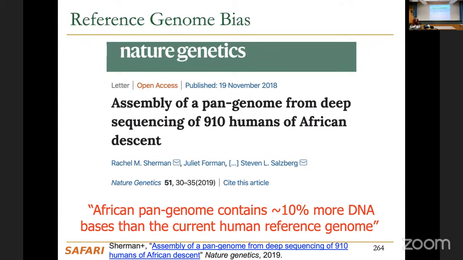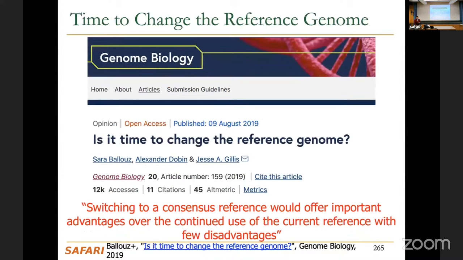Basically, what we also observe is that, for example, an African pan genome contains 10% more DNA bases than the current human reference genome. So such changes can be observed. This means that we may need to remap our reads to these new reference genomes by considering these changes. And of course, people are questioning, is it time to change the reference genome? But as you can infer from the year, this is an old question.